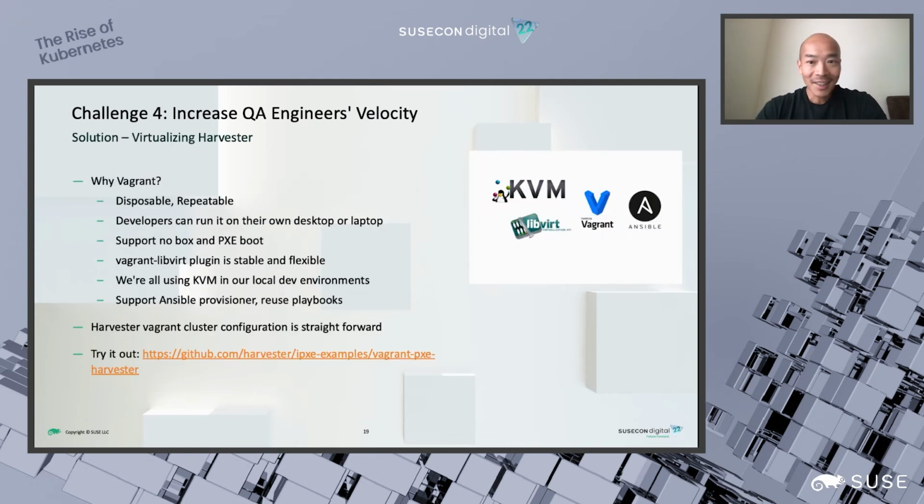So what did we do? We virtualized Harvester. We were able to accomplish that with Vagrant, the Vagrant Ansible provisioner, and the Vagrant libvirt KVM provider. And this is my favorite solution, by the way.